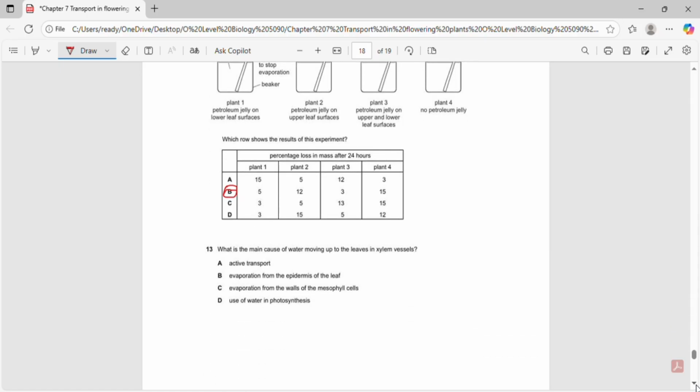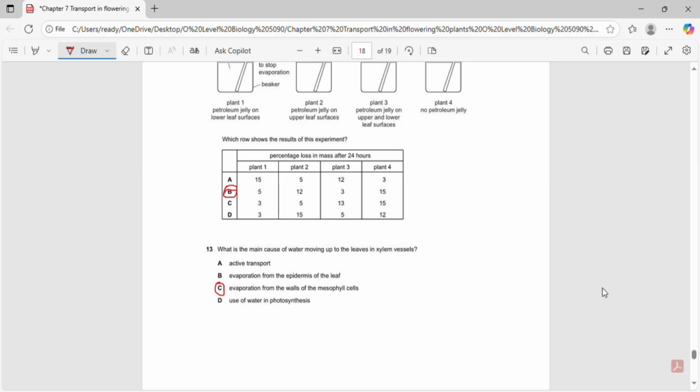Next, we have another MCQ and it asks, what is the main cause of water moving up to the leaves in xylem vessels? And these are the options given. Now, we know that the driving force behind water movement in the xylem is the transpiration pull. This begins when water evaporates from the walls of the mesophyll cells inside the leaf. That evaporation reduces water potential in those cells, causing water to be pulled up through the xylem in a continuous column. So the correct answer is C, evaporation from the walls of the mesophyll cells.